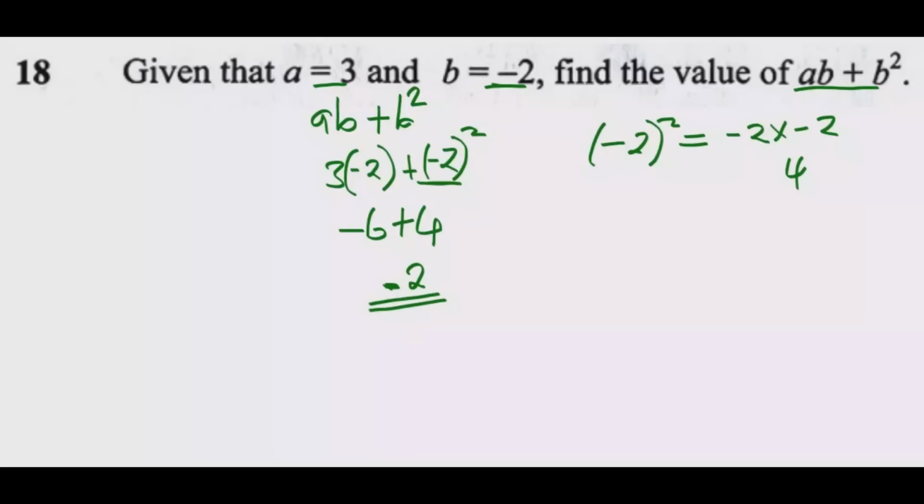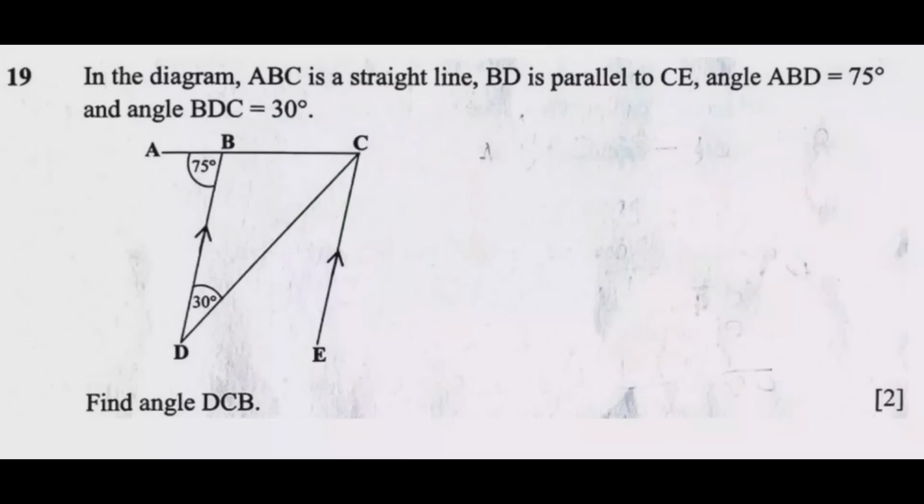If you have questions, you can ask in the comment section. Otherwise, that's how you find the answer for that question. Question 19 is as follows. In the diagram, ABC is a straight line. BD is parallel to CE. Angle ABD is equal to 75 degrees and angle BDC is equal to 30 degrees.